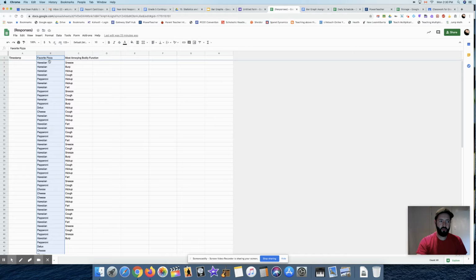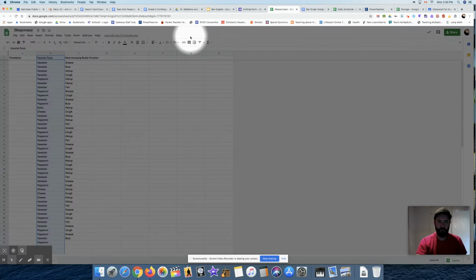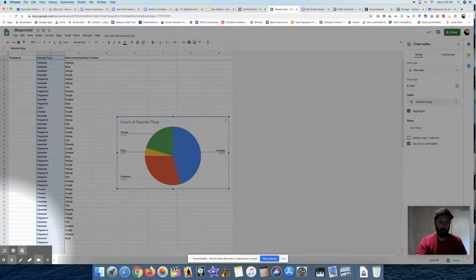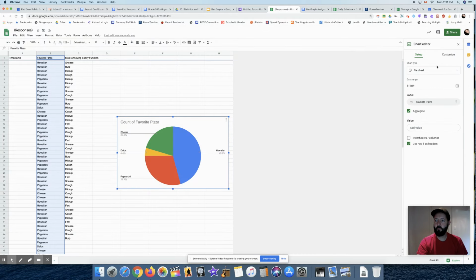Once you've highlighted that row of information, there is a button over here, and let me highlight it so it's easier for you to see. Right up here, there's a button that looks like a bar graph. It says insert chart. If I click on that, it pops a graph right onto my screen. Now, this is called a pie graph, and we aren't interested in making pie graphs today. We want to make a bar graph.